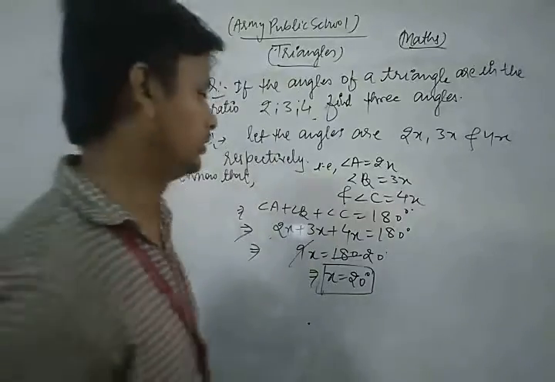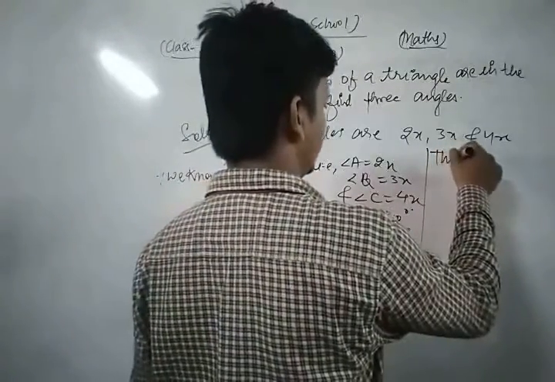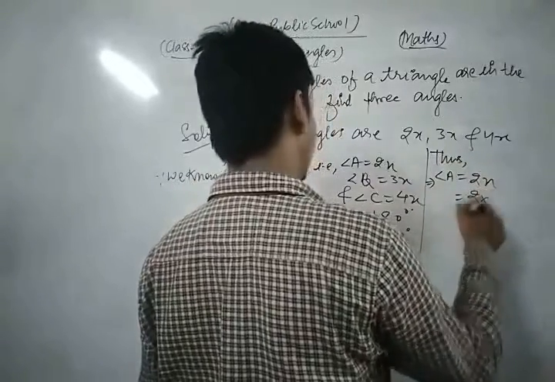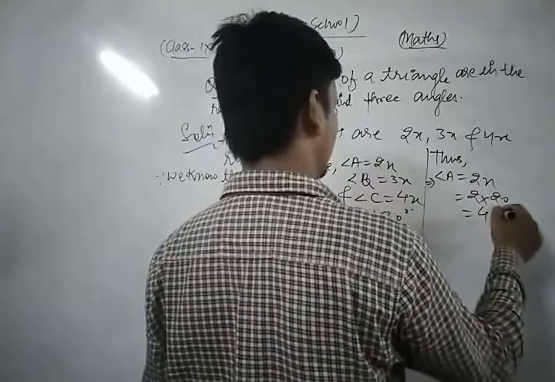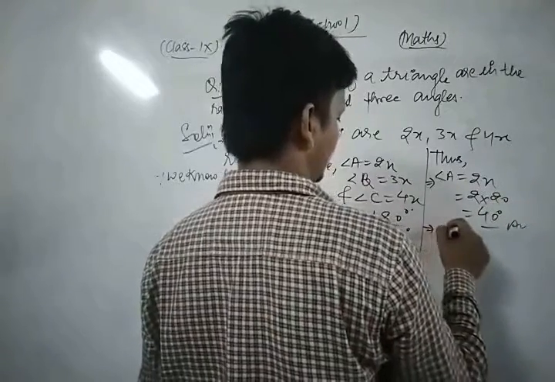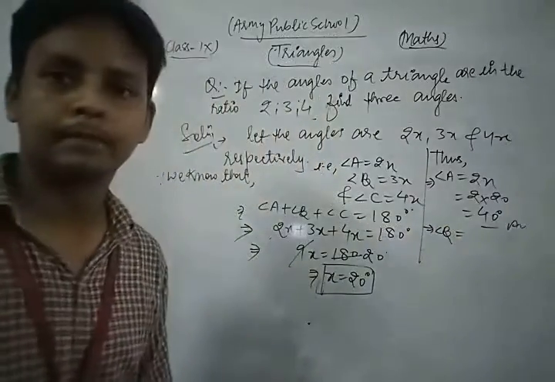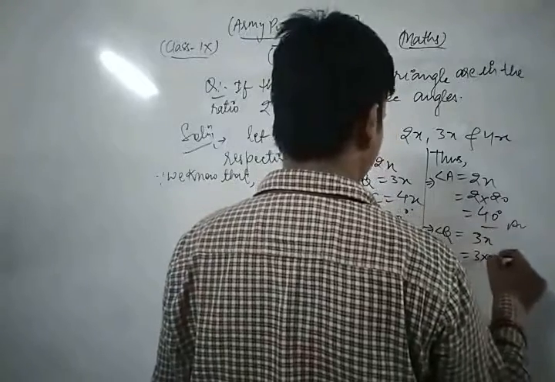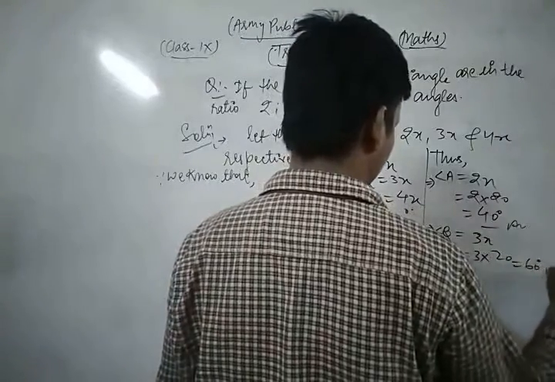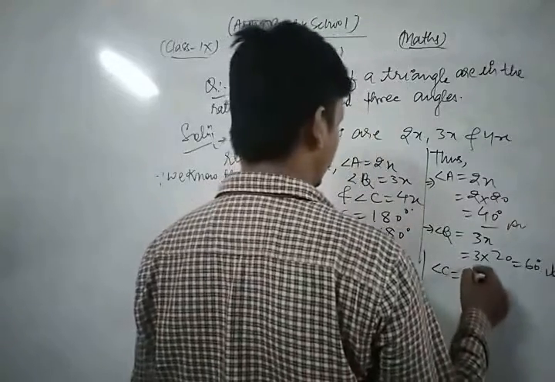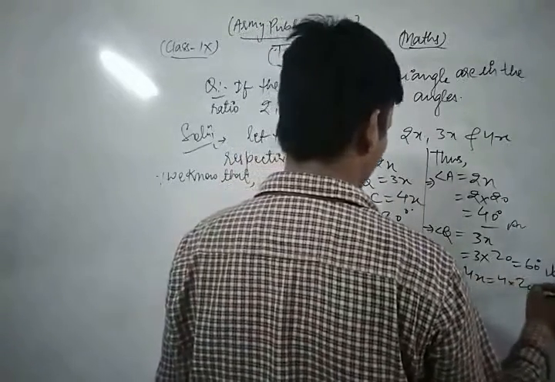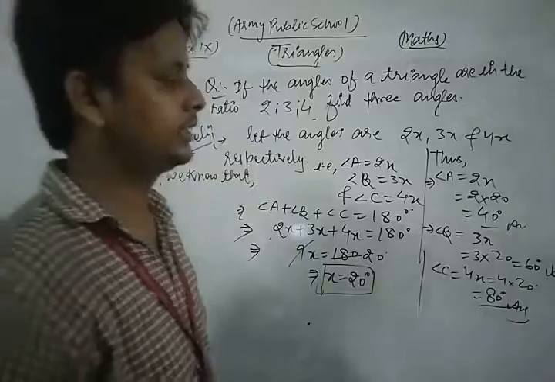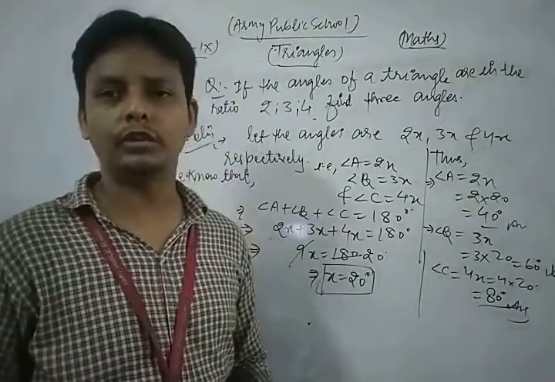After simplifying that relation, we get the value of x is 20 degree. Thus angle A is equal to 2x, 2 into 20, so that is 40 degree. This is the first answer. Angle B is 3x, 3 into 20, this is 60 degree. And angle C is 4x, 4 into 20, this is 80 degree. So all three angles are 40, 60 and 80 degree. This is the required solution of the given question.